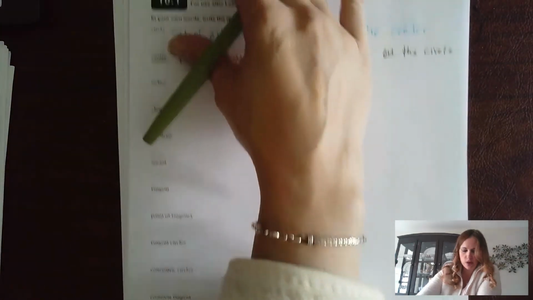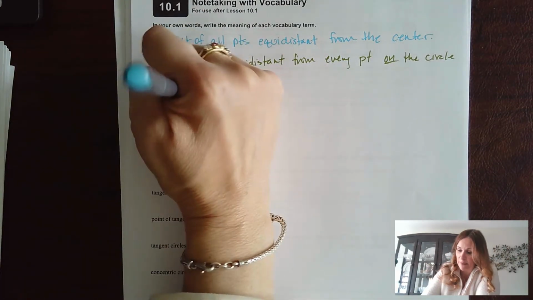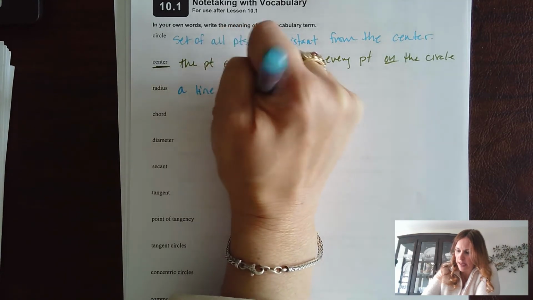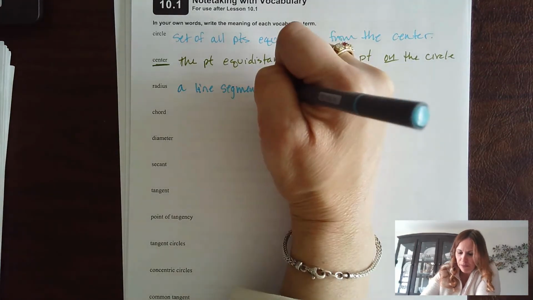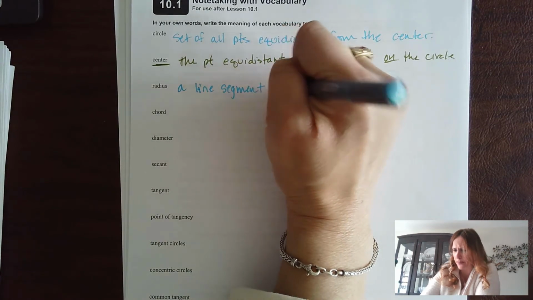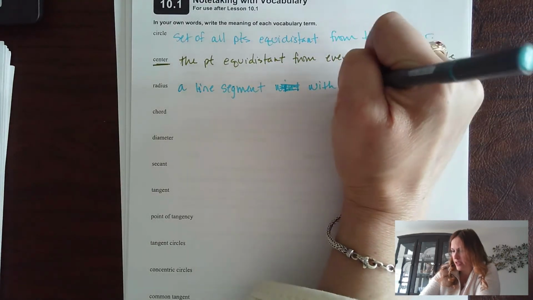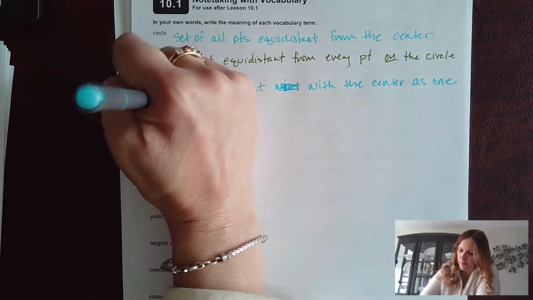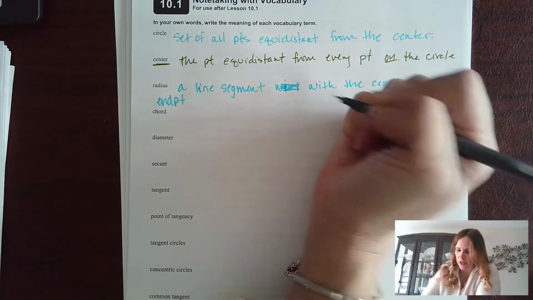All right, let's go back to radius. I'm sure you all know what a radius is, but a radius is a line segment. That's kind of an important piece, right? What it's not is a ray, or a line, anything like that. It's a line segment with the center as one endpoint, and the other endpoint lies on the circle.